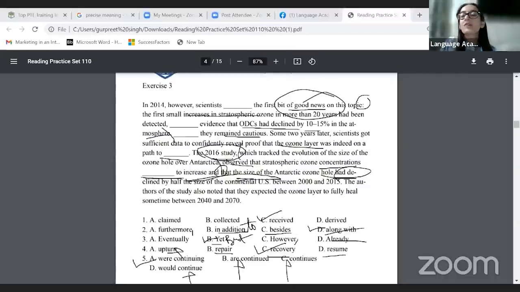The second reason is when we say path to. Path to recovery is a phrase. We also use it for human beings. He's on a path to recovery. When a person is recovering from a disease or some injury, we can say he's on a path to recovery. So path to recovery go together, but otherwise also repair cannot go with atmosphere or the layer of the atmosphere.